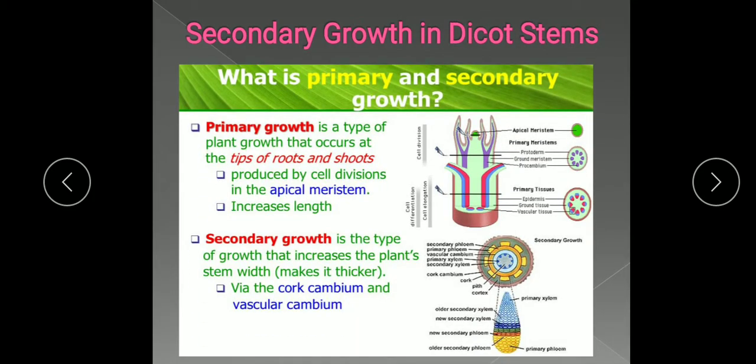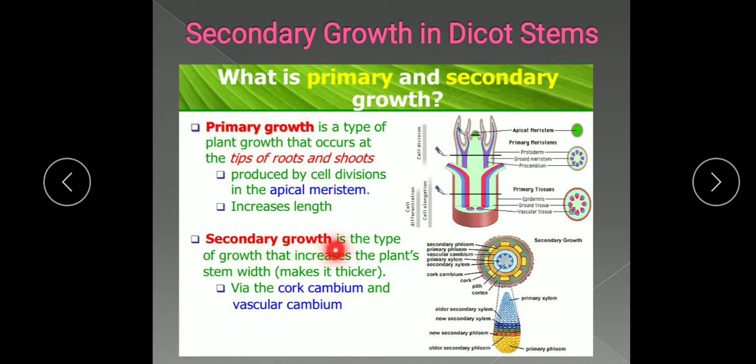We'll understand first what is primary and what is secondary growth. The primary growth is a type of plant growth that occurs at the tips of roots and shoots. You have studied already the types of meristem in the plant. They are apical, intercalary and lateral. This primary growth takes place in the early life of the plant, at the tips of roots and shoots with the help of apical meristem. Apical meristem undergoes continuous division and increases the length of the plant, and this is the primary growth.